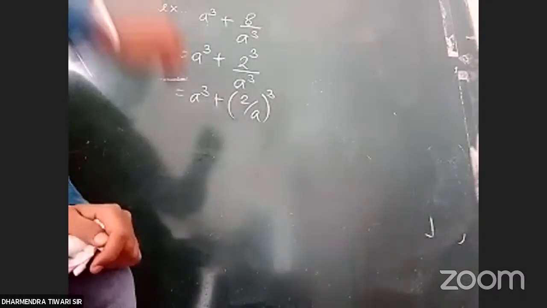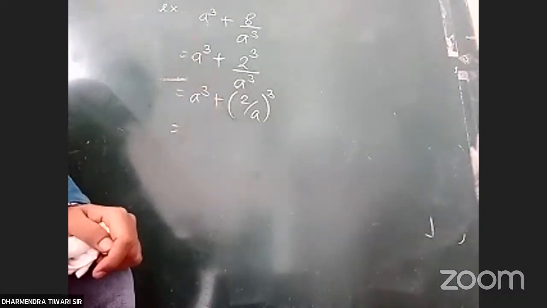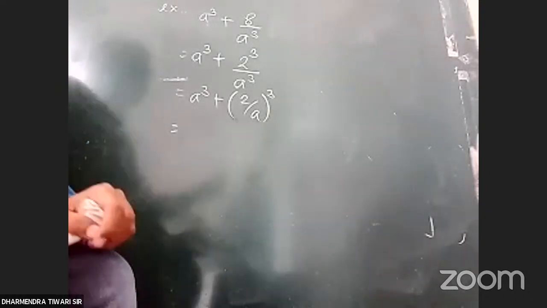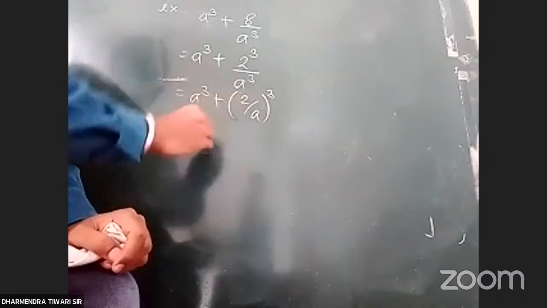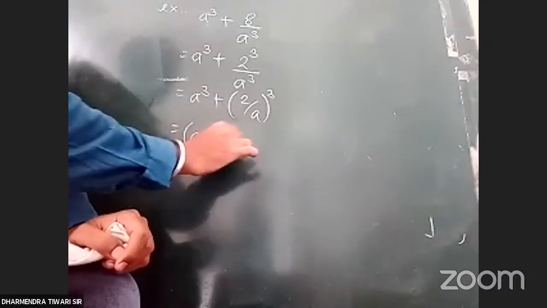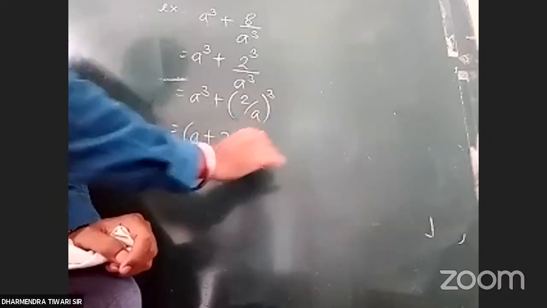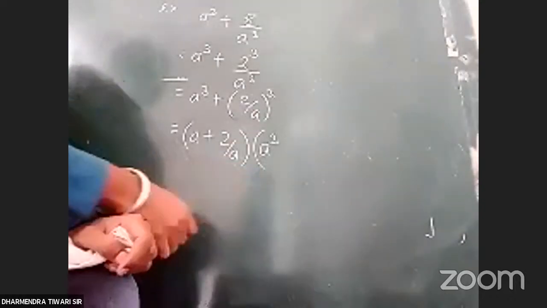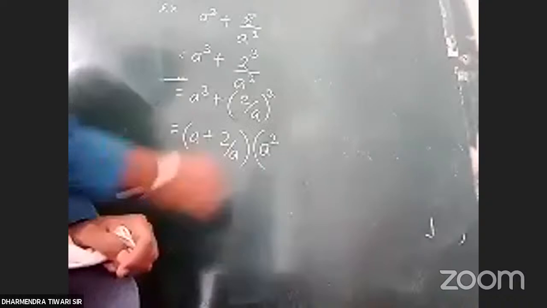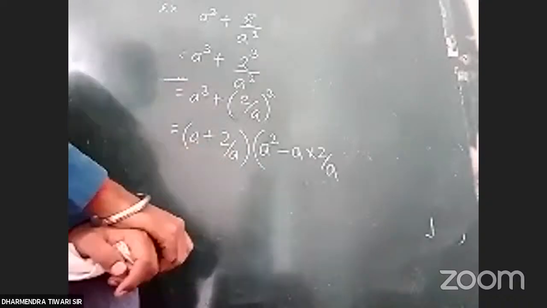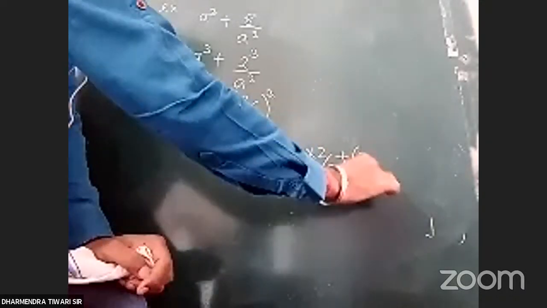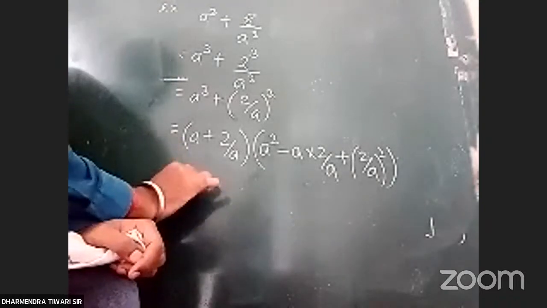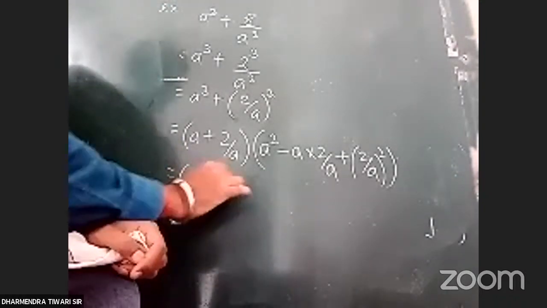So now what does the formula say? The formula says that a cube plus (2 by a) the whole cube can be written as: this is a plus b, so (a plus b) into, the first term is a, so a square, minus a into 2 by a, plus (2 by a) the whole square. So this is (a plus 2 by a).